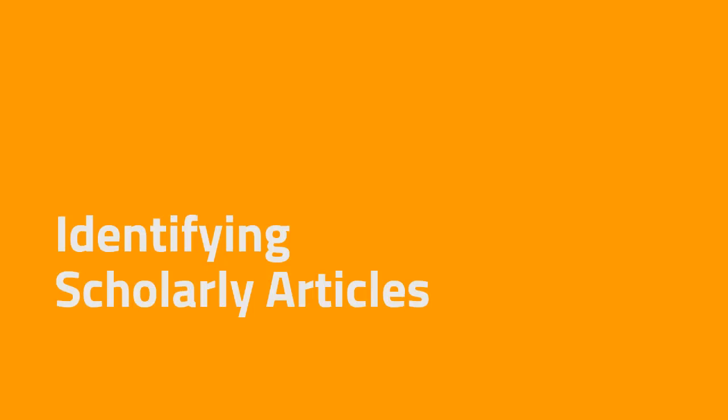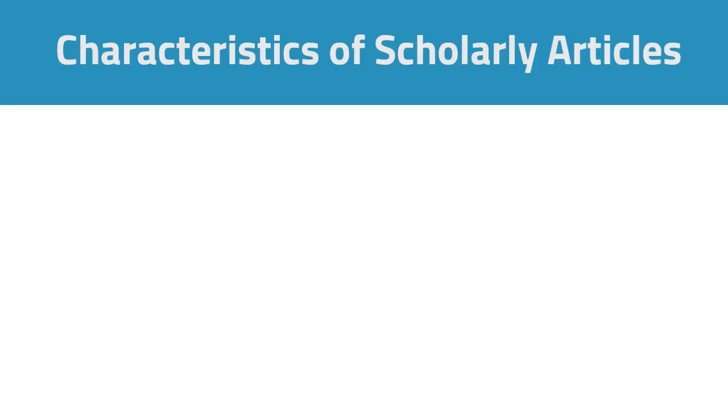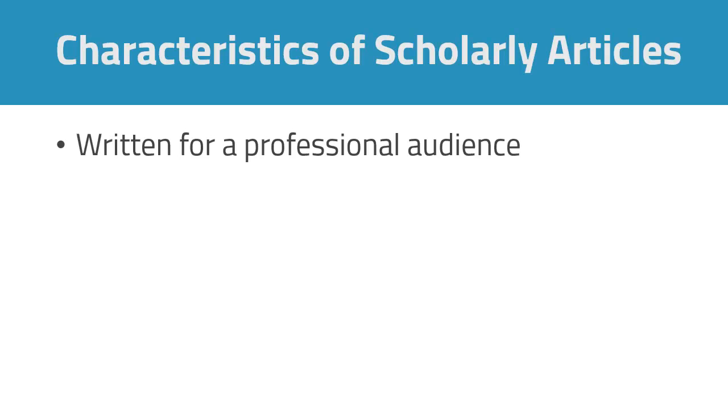Though peer review is the defining characteristic of scholarly articles, it's often not obvious if an article has been through the peer review process. But there are some common characteristics that you can use to help you identify scholarly articles in the article databases. The first characteristic I look at is how the article is written. Scholarly articles are written for a professional rather than a general audience, so they typically use specialized or technical language.